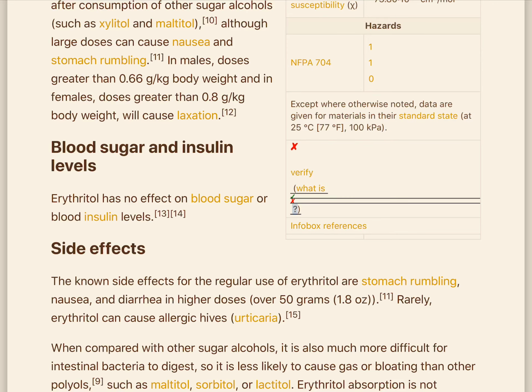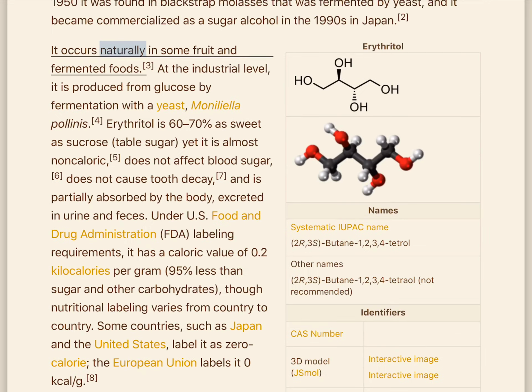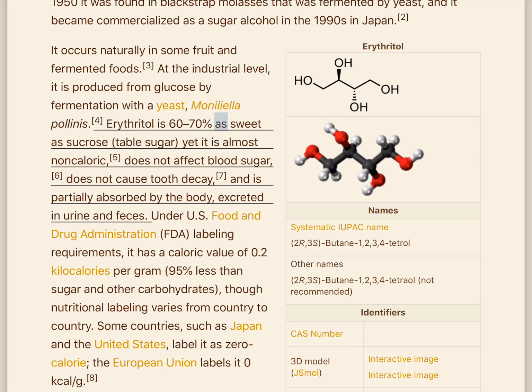It occurs naturally in some fruit and fermented foods. At the industrial level, it is produced from glucose by fermentation with a yeast, Moniliella pollinis. Erythritol is 60–70% as sweet as sucrose, table sugar, yet it is almost non-caloric. It does not affect blood sugar, does not cause tooth decay, and is partially absorbed by the body, excreted in urine and feces.